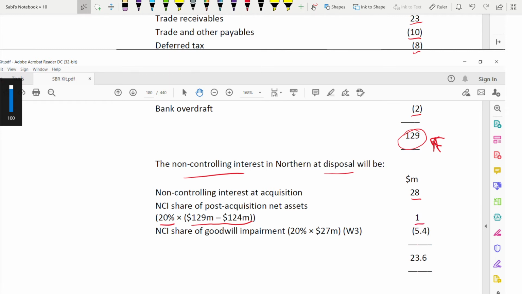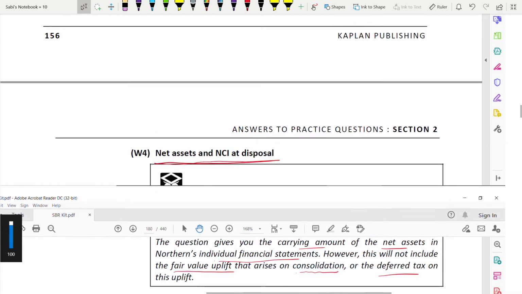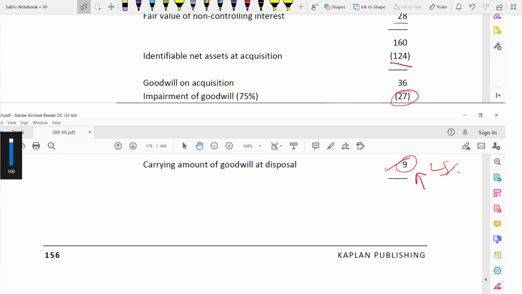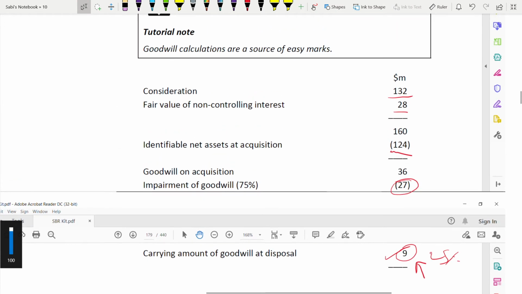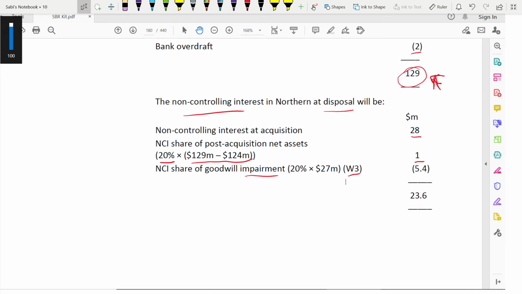Next we have NCI share of goodwill impairment. Impairment you have to deduct. So how much was the goodwill impairment? Working 3 is required for this. Backwards, okay. So here you see impairment of goodwill 75%. This is 27. So out of this 27, 20% only will go to NCI. Okay, 5.4 you deduct and you get 23.6. So this 23.6, you need to add it here.